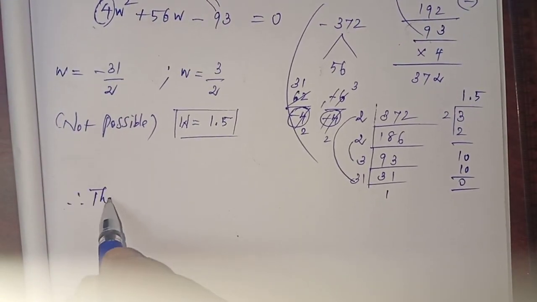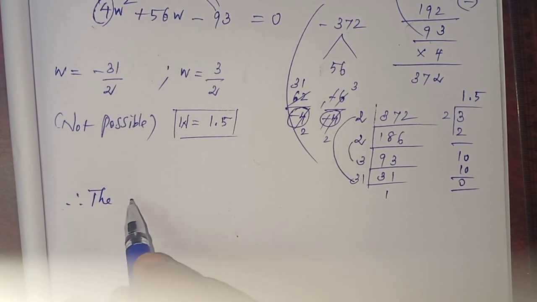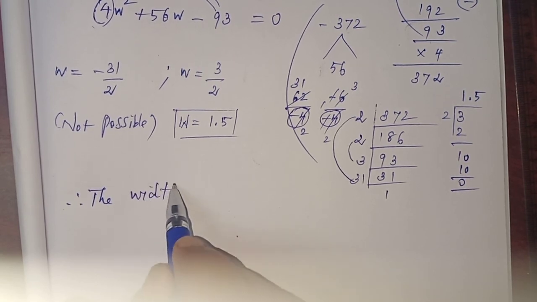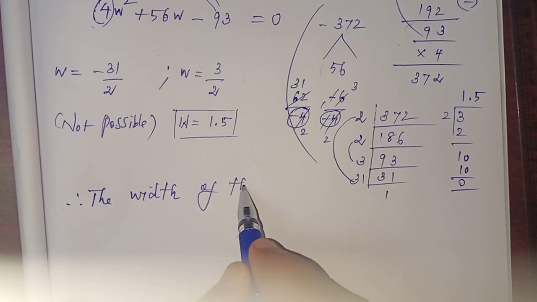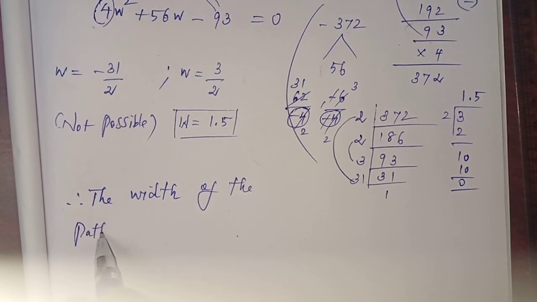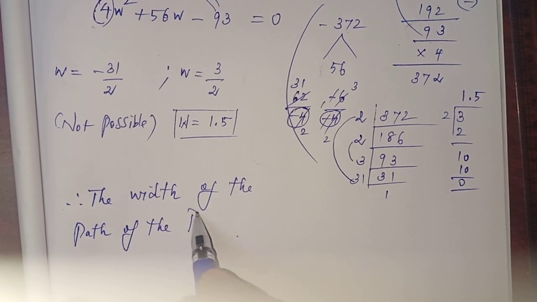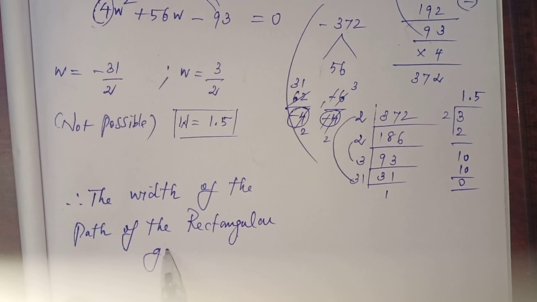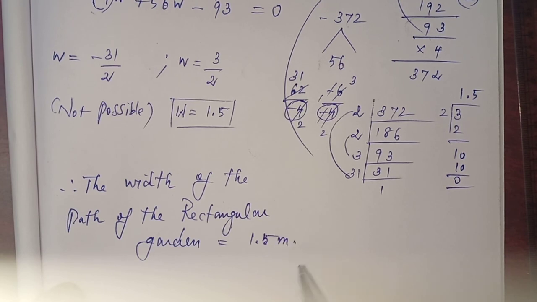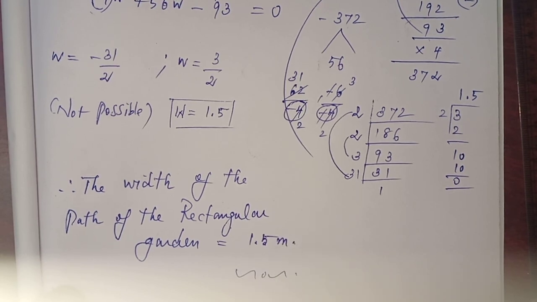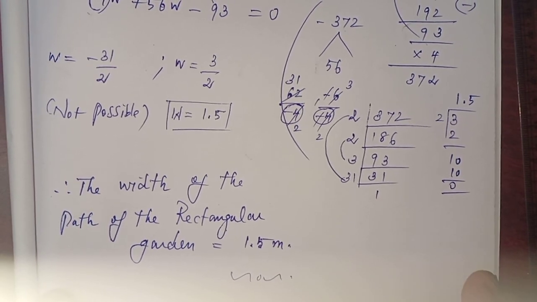Finally, you have to write the result. Therefore, the width of the path of the rectangular garden equals 1.5 meter. Over. Problem number 2 is completed.